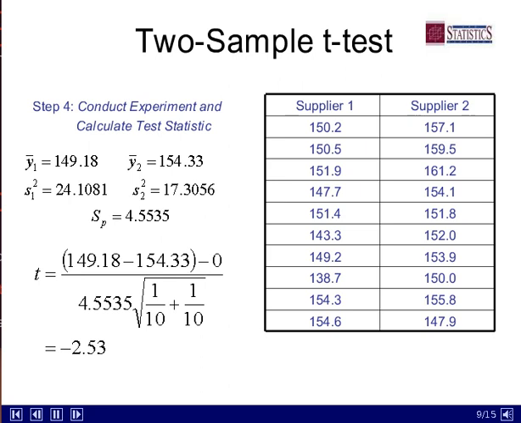The test statistic then is the difference in the two sample means divided by SP times the square root of 1 over 10 plus 1 over 10. That becomes negative 2.53.